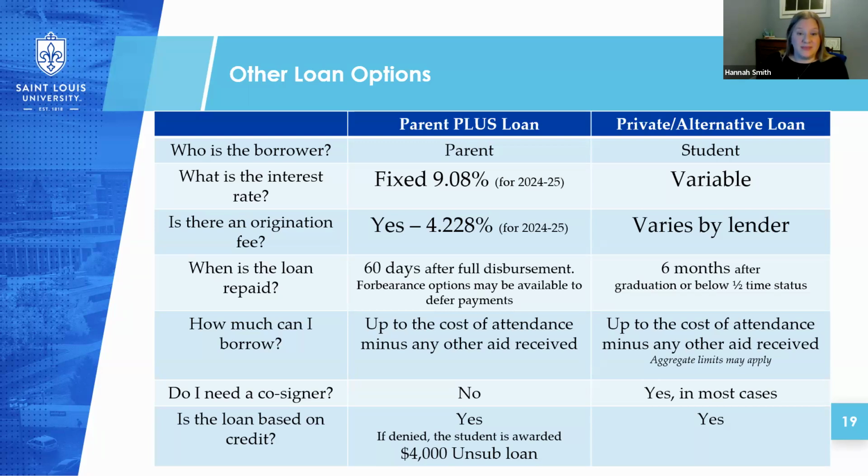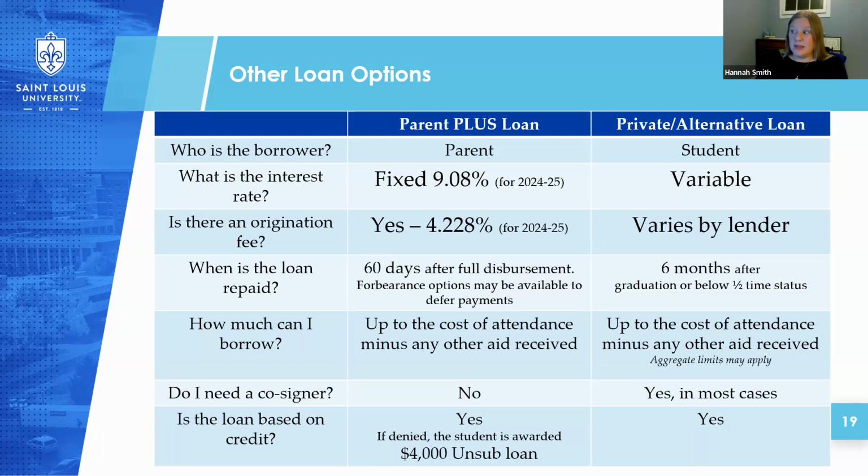But since a lot of 17, 18-year-olds don't have a lot of credit built up, parents are likely going to be listed as co-signers on these private or alternative student loans. There are also private parent loan options, where if you want to see what interest rate you might be able to get based on your credit, you're more than welcome to apply with the parent as the borrower there.